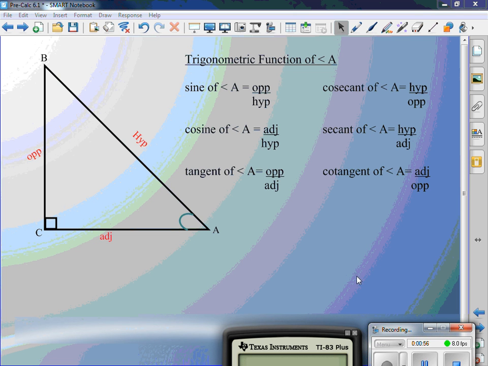These are the trig functions we learned in the past. Write them down so you remember them. The sine of angle A is opposite over the hypotenuse. What's the abbreviation for sine? Sin. You guys are good at that. Next one, cosine of A is the adjacent side of A over the hypotenuse. The abbreviation for cosine is cos. SOHCAHTOA, that's what I was going to get to. Tangent of angle A is the opposite over the adjacent. Tan.